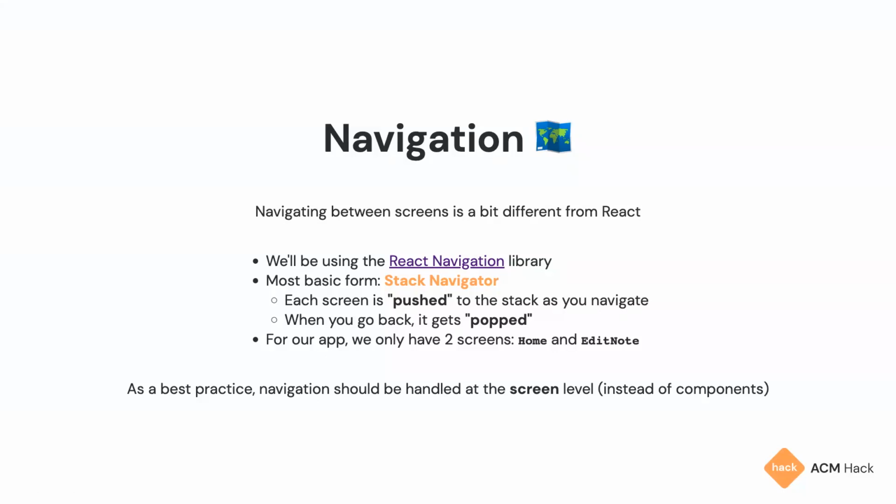So we'll be using the React Navigation library. If you click here, you can read more about it. But its most basic form is the stack navigator. And the stack navigator is basically each screen is pushed to the stack as you navigate. So let's say you have a screen 1 here, and then when you go to the next screen, it gets essentially pushed to the top in a stack. And then when you want to go back, it just pops it from the stack and gets you back to the first screen. So for our app, we only have 2 screens, right? Home and edit note.